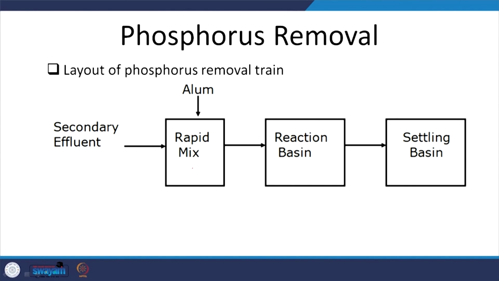But again, depending on how well you are operating it, or if you have an old plant for which you do not have the space to look at removal of phosphorus by the biological process, then you can go for your chemical process, let us say.